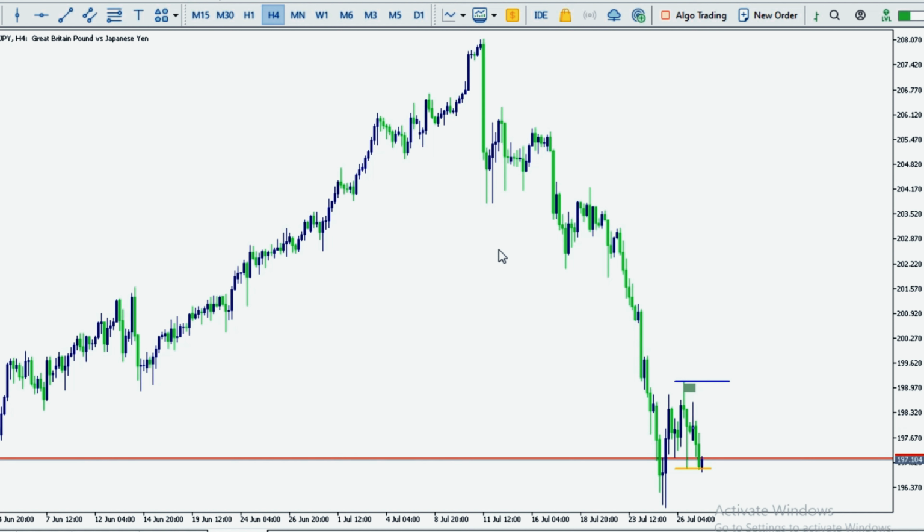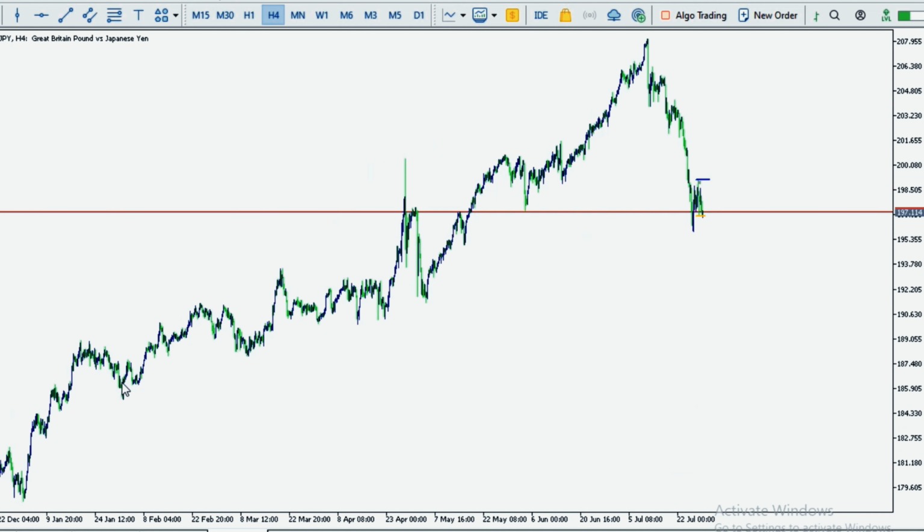Since the last July 8th, the market has just been falling. When I look behind the price action, you can see that it was in a nice uptrend, making higher lows and higher highs.